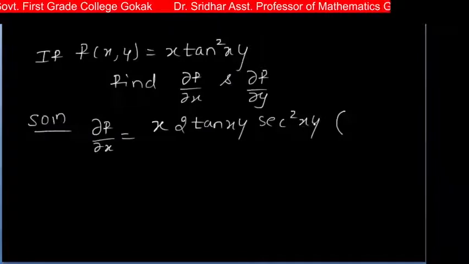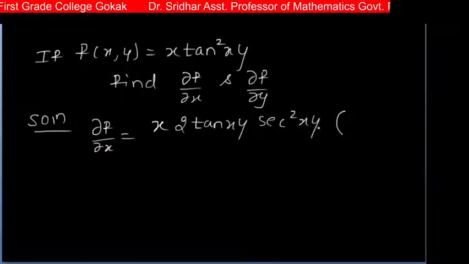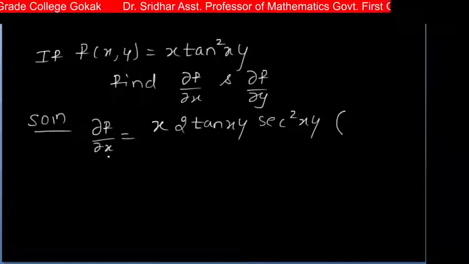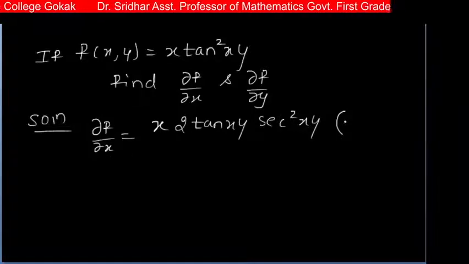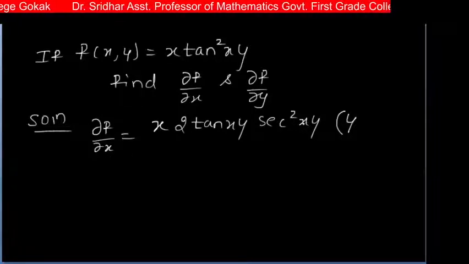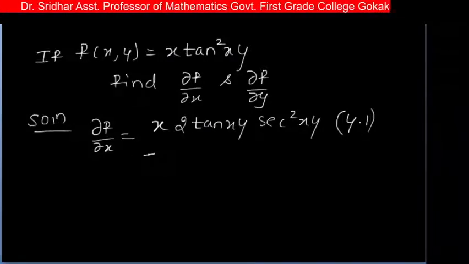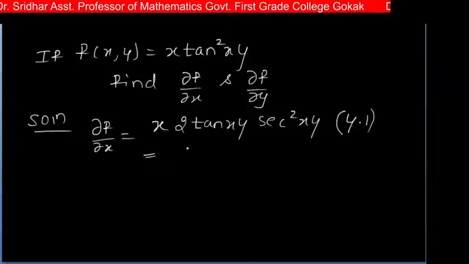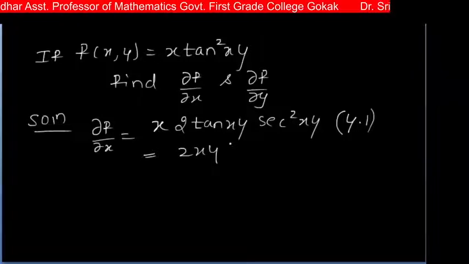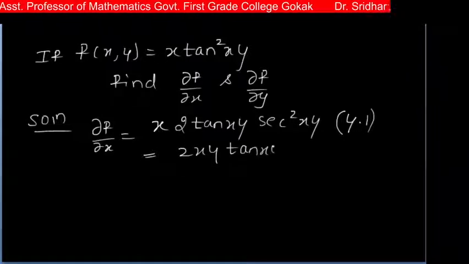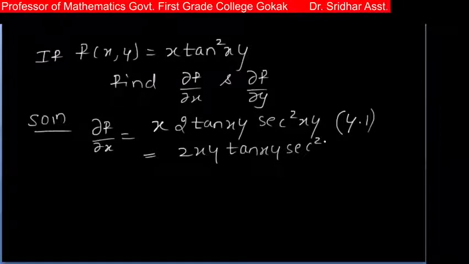So the differentiation of xy means we are only differentiating with respect to x, so y is constant. The differentiation of x with respect to x is 1, which gives y into 1, that is y. So this gives 2xy tan xy sec square xy.